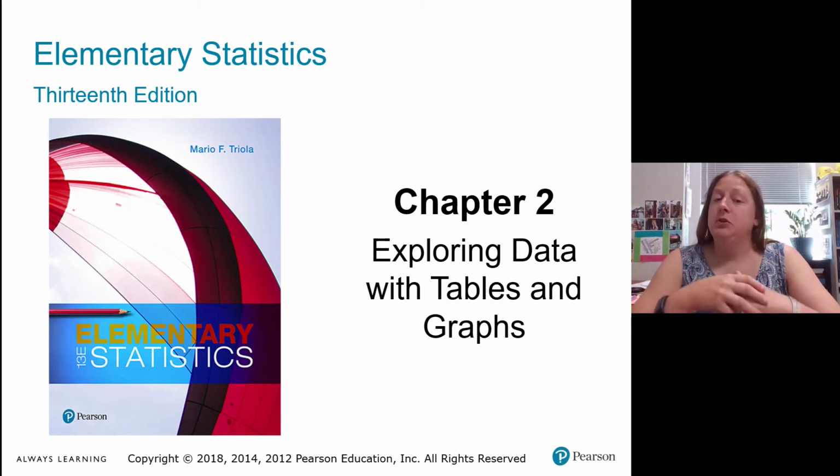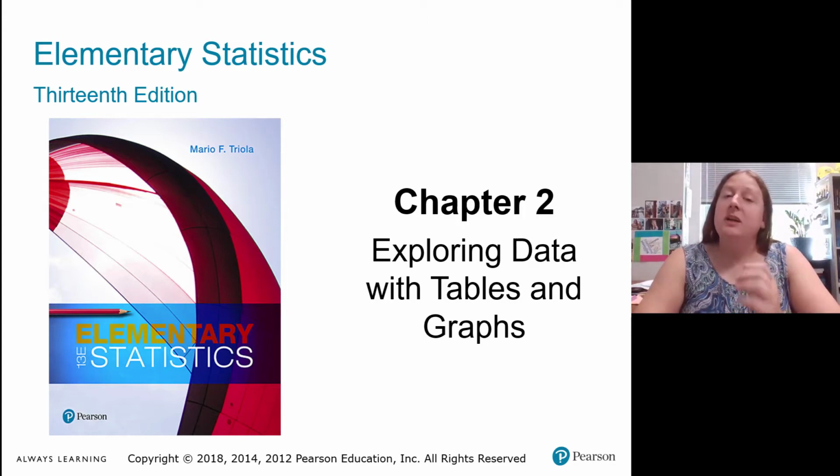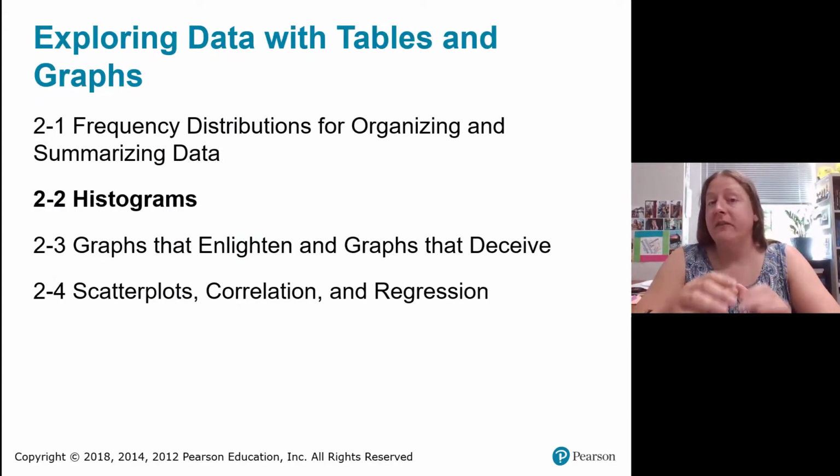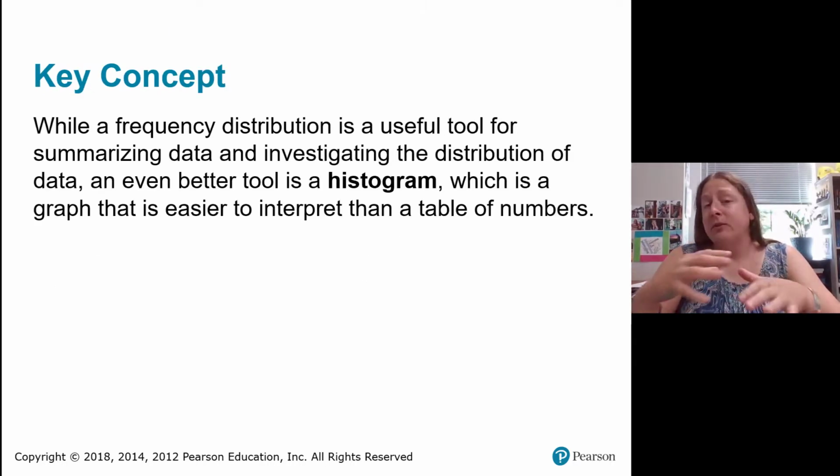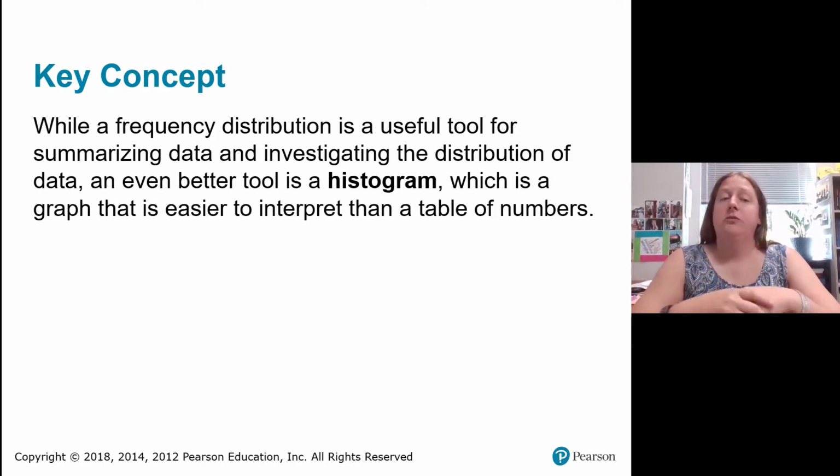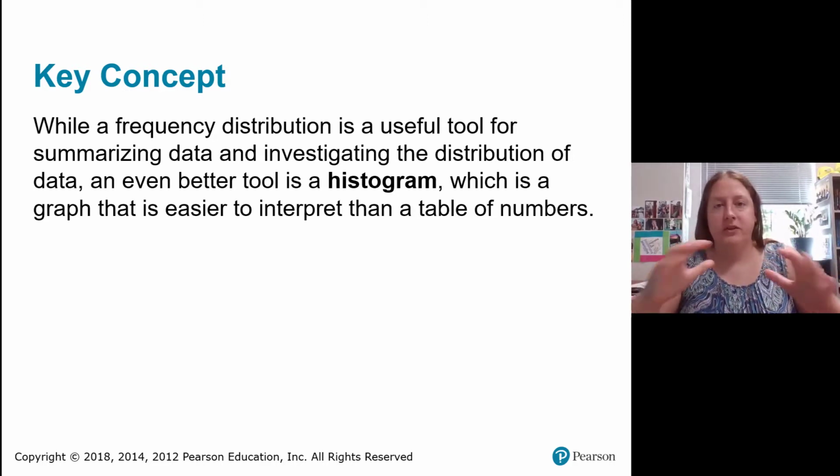Today we're going to continue our exploration of data using tables and graphs by talking about a type of graph. Specifically, we're going to talk about histograms. Now, frequency distributions are super useful for summarizing data and investigating what the distribution looks like, but they require us to look at numbers along the way or percentages, and they don't really give us an overall visual image that we can glance at and know something immediately without having to dig a little bit. Histograms give us just that.